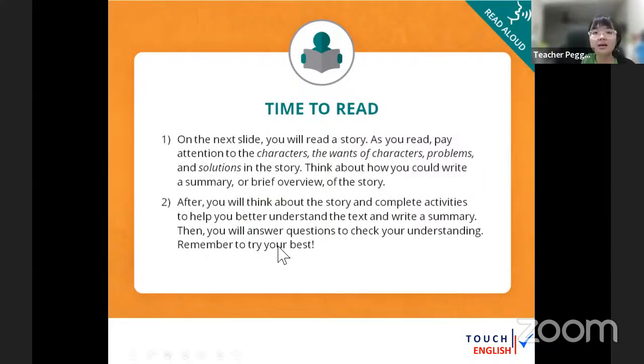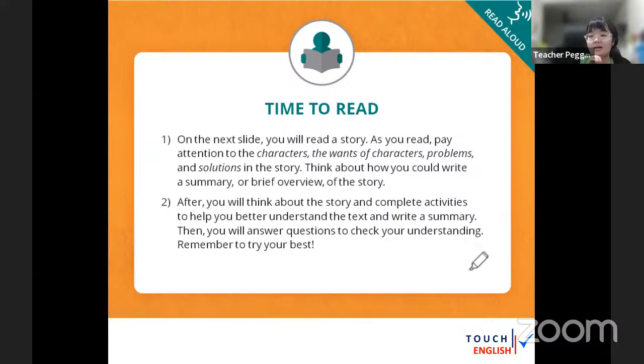Now we are going to read the story. On the next slide, you will read a story. As you read, pay attention to the characters. Characters mean who is in the story. What do the characters want? And then the problems and solutions in the story. Think about how you could write a summary or brief overview of the story. After, you will think about the story and complete activities to help you better understand the text, and write a summary. Then you will answer questions to check your understanding. Remember to try your best.